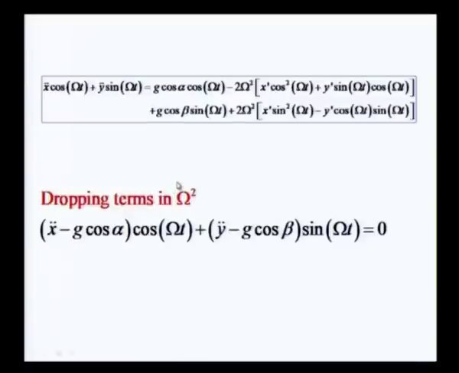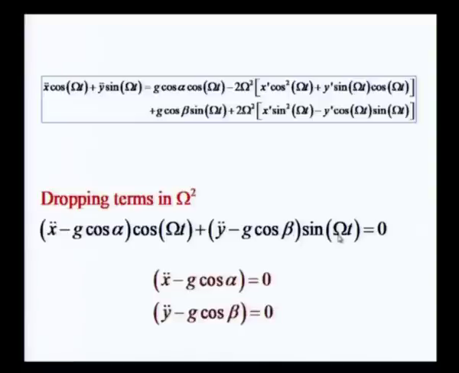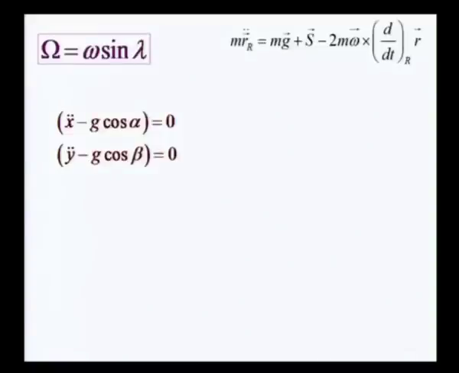Now, we ignore the quadratic term, and I move everything to the left. So, I get x double dot minus g cos alpha times cosine omega t, and then y double dot minus g cos beta sine omega t equal to 0, and this obviously has a solution when the coefficients of both are 0. So, that solution is always present. So, these two equations are now okay, because you do not have that coupling between x and y anymore.